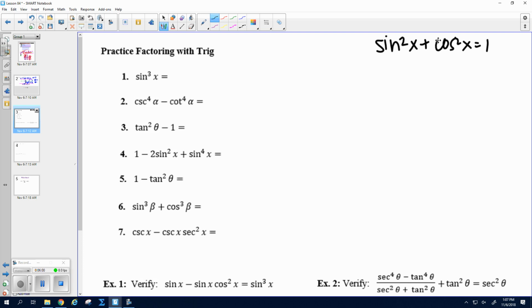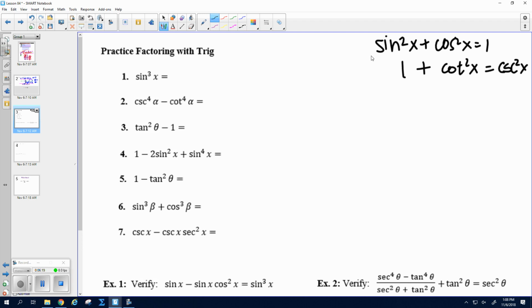Now we divide everything by sine squared. So Tyler, if I divide sine squared by sine squared, what do I get? Good. And Maddie, if I divide cosine squared by sine squared, what do I get? Good. And Anna, if I divide 1 by sine squared, what do I get? Oh, good. There's 2 of you.